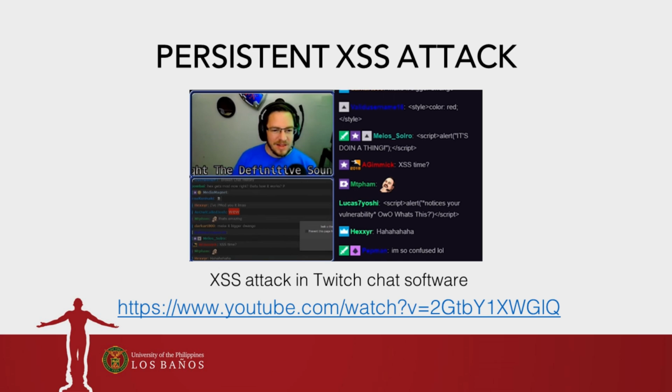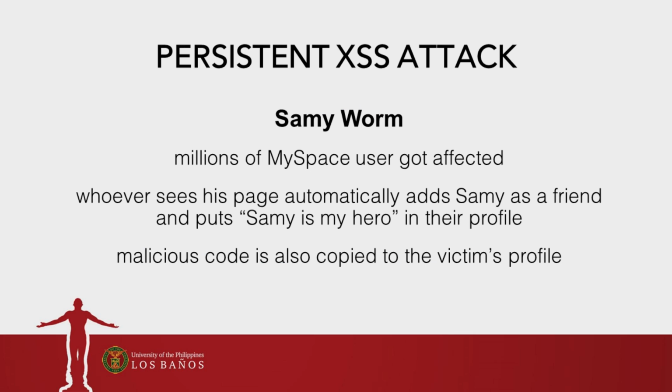Here's an example of a persistent XSS attack where a malicious code is injected in a Twitch chat software. One popular instance of the persistent XSS attack is the Samy Worm by Samy Kamkar in 2005, where millions of MySpace users got affected by an injected code in Samy's profile. Whoever sees his page automatically adds Samy as a friend and puts "Samy is my hero" in their profile. Additionally, it is a self-propagating worm where the malicious code is also copied to the victim's profile.